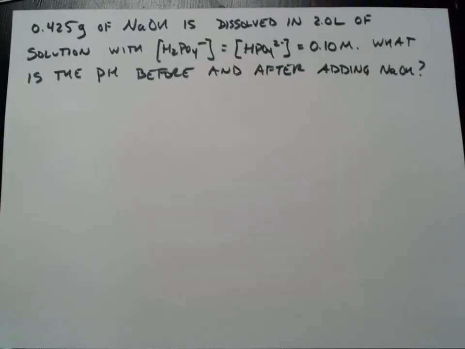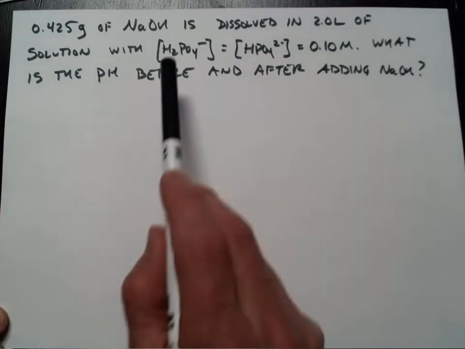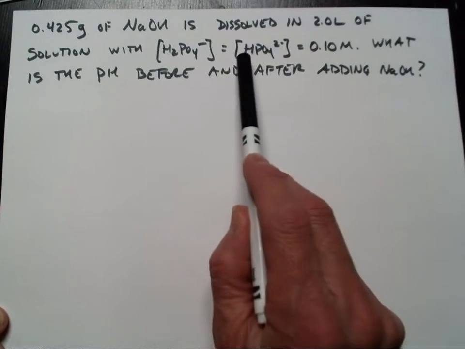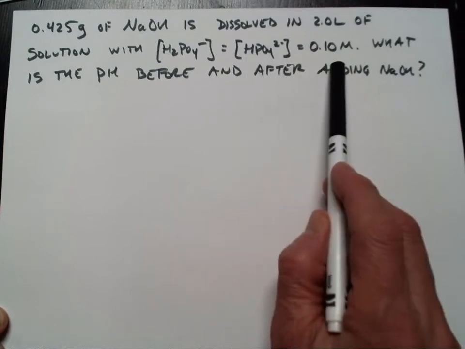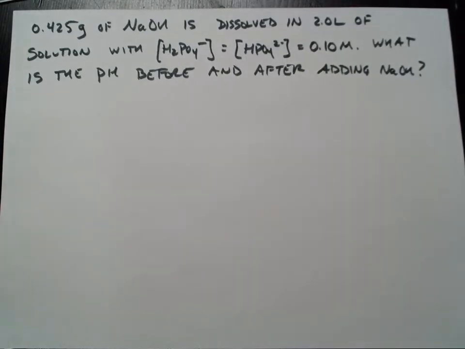All right, folks, Chapter 18, PowerPoint, Slide 9, question number 4. 0.425 grams of sodium hydroxide is dissolved in 2 liters of solution, where we have the concentration of dihydrogen phosphate and hydrogen phosphate both equal to 0.1 molar. What's the pH before and after adding the sodium hydroxide?